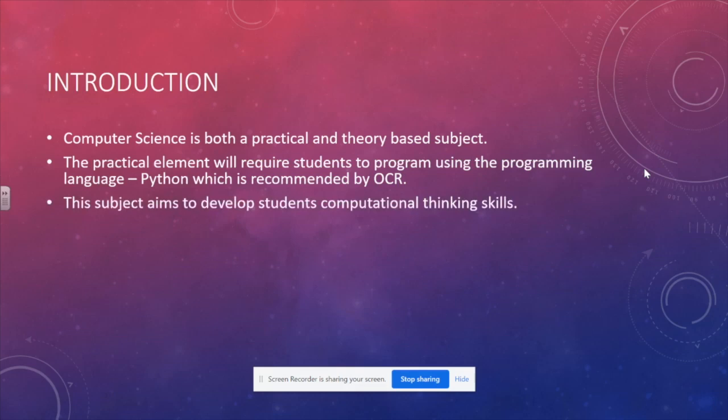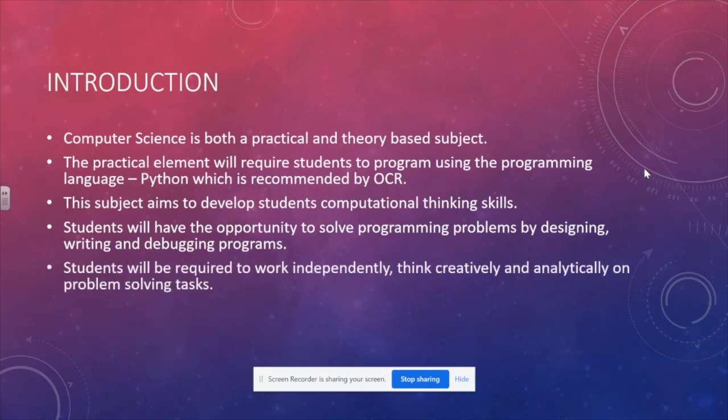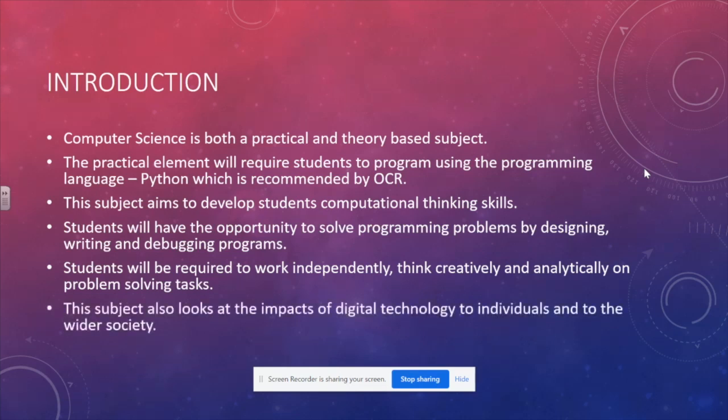The point of the subject is to develop students' computational thinking skills and logic, and inevitably there is a lot of maths involved. Students will have the opportunity to solve programming problems by designing, writing and debugging programs, and we learn about that process as the course goes on. Students will be required to work independently as well as collaboratively, in a creative manner and an analytical one too, on solving problems and particular tasks, especially in the programming element.